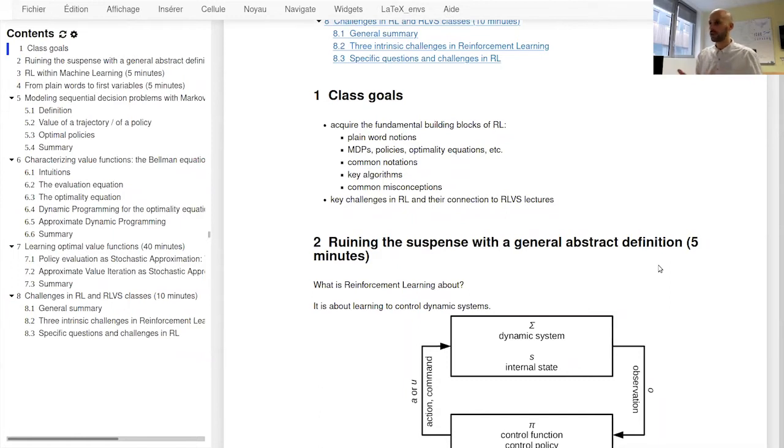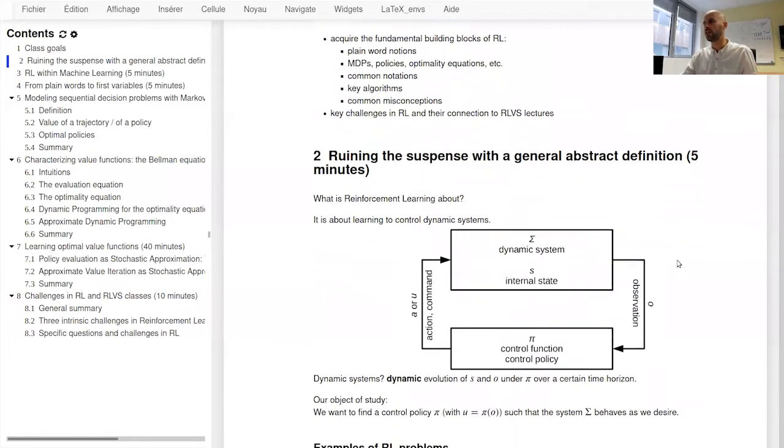We will have some common notations. Maybe some of the speakers later on will not use the exact same notations, but at least you will be able to make a link quickly. We will have gone through a couple of key algorithms. And by the way, on the way there, we will have debunked a couple of common misconceptions about reinforcement learning or in the way we generally present reinforcement learning. And in the end, in the conclusion, we'll see about key challenges in reinforcement learning and their connection to the RLVS lectures.